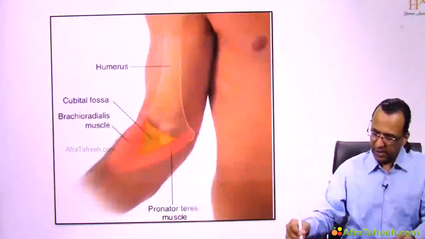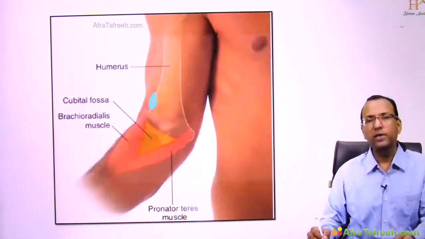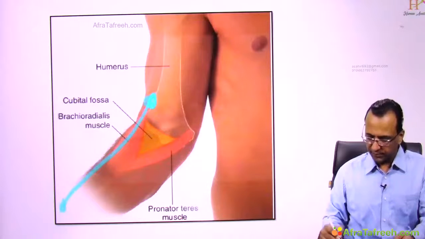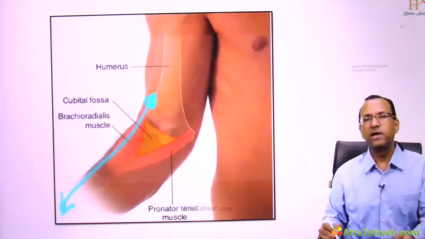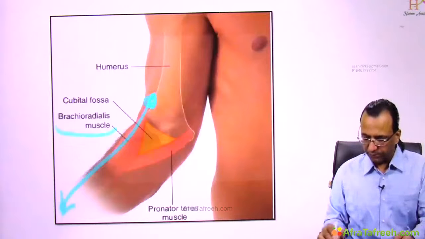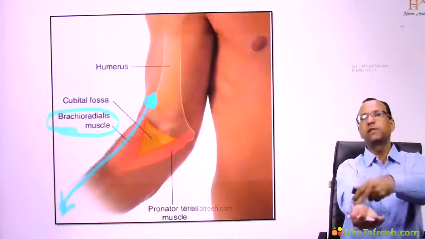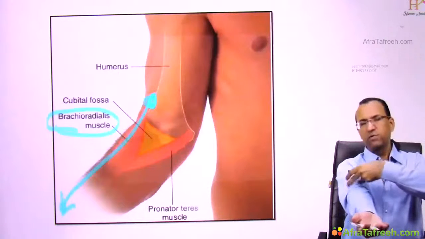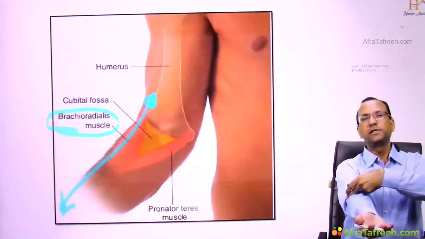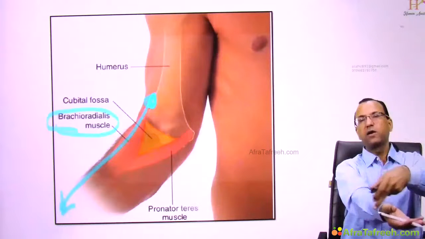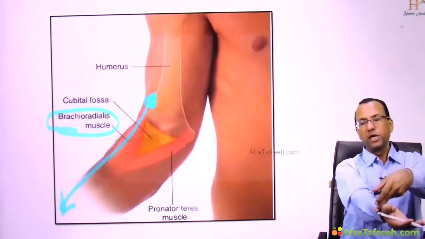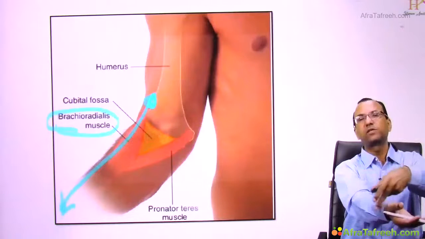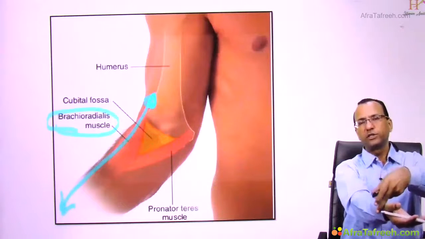You will see that laterally there is a muscle coming from the humerus bone to the radius bone, and because it is coming from the humerus bone to the radius bone, it is called brachioradialis muscle. Where is it coming from? The lower end of the humerus. And where is it inserting? To the tip of the styloid process of the radius. So coming from the lower end of the humerus and inserting to the tip of the styloid process of the radius. What is it doing?